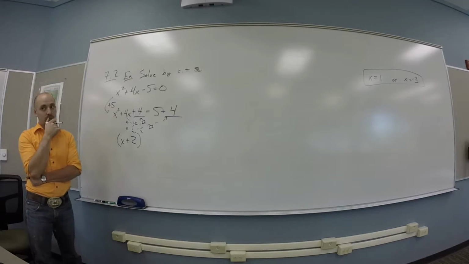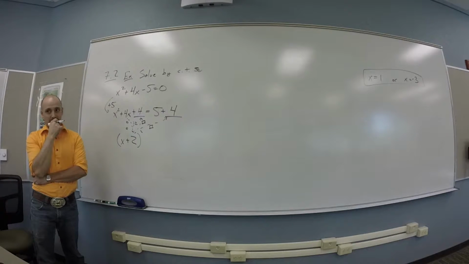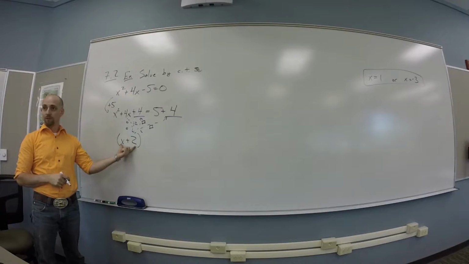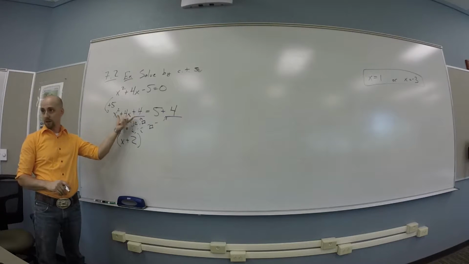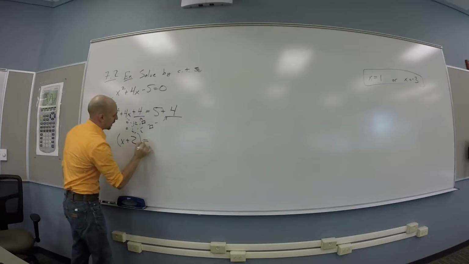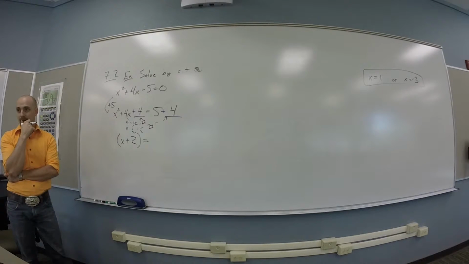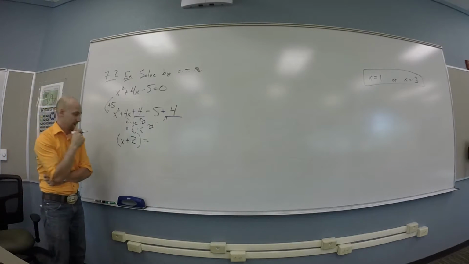Now what should I do to check? Really, I should probably FOIL this thing out. If I FOIL this out, I'll get that. So I get x plus 2 squared is 9.